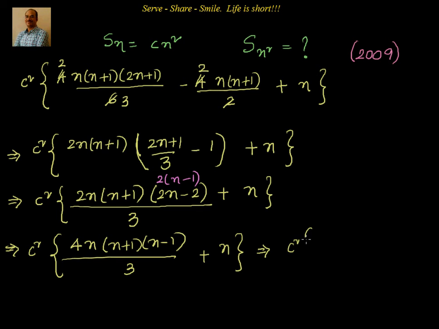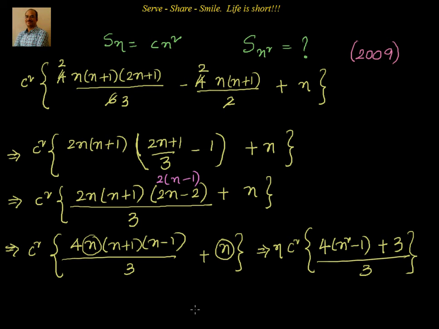Next step, I'll write it as c square into 4n. I can take n also common, n c square. With n gone, we are left with 4 into n square minus 1 plus 3, divided by 3, which is equal to n c square into 4n square minus 4 plus 3, that is 4n square minus 1 divided by 3. So that's our solution. It's very simple.